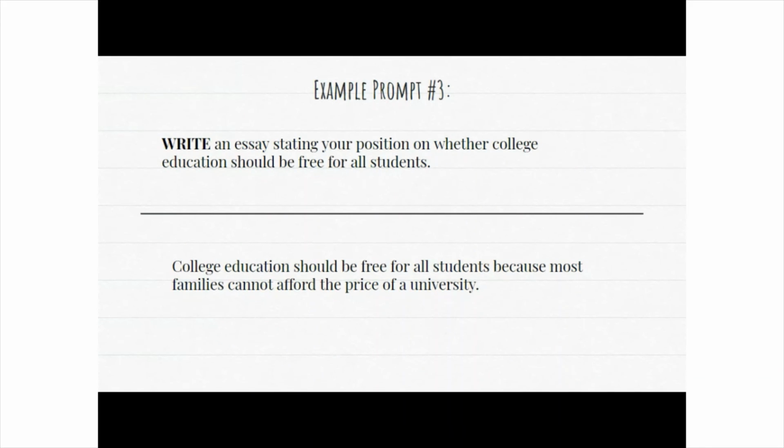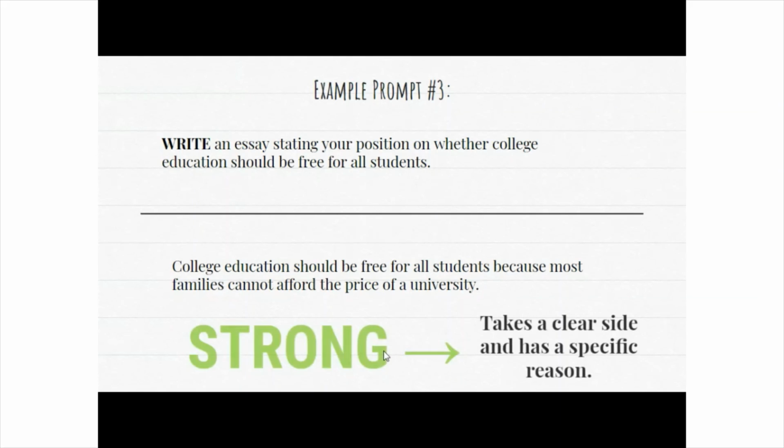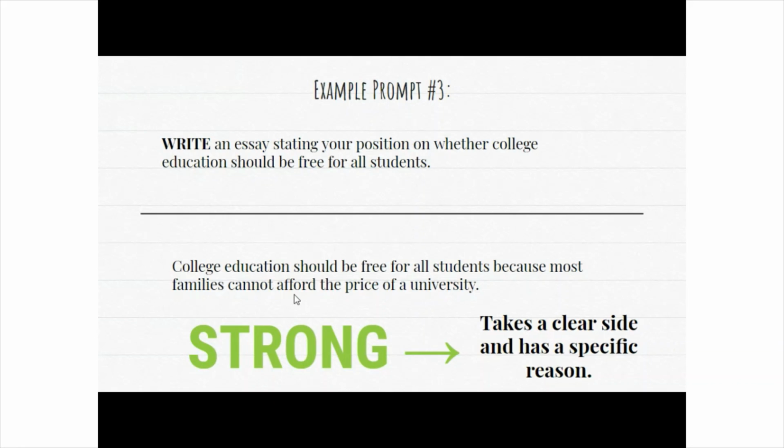So this one's about whether college education should be free to all students. So it says, college education should be free for all students because most families cannot afford the price of a university. 70% of y'all have got it correct. Some of you haven't voted yet. It's strong because it takes a clear side. We have college education should be free. And it has a reason because families cannot afford the price of a university.